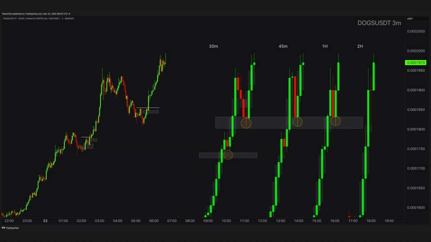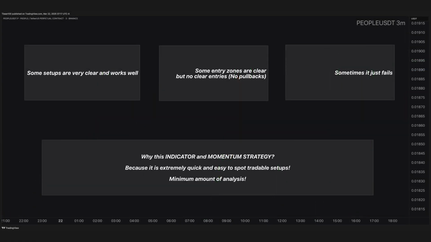So I need to talk about something right now. We just observed 8 top gainer coins today. All coins from today, this Saturday morning. With our strategy, 8 possible trades in one single day. As you noticed, some setups are very clear and work well. Some entry zones are clear but no clear entries, no descent or no pullbacks at all. And sometimes it just fails or it stops you out immediately.